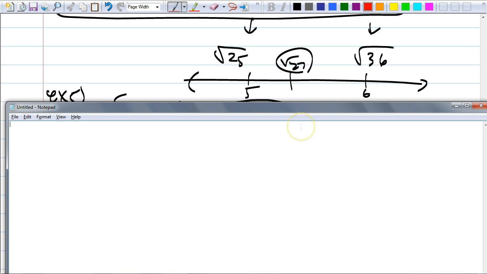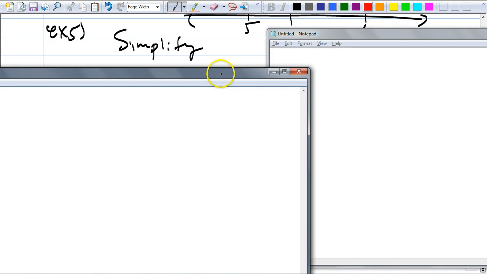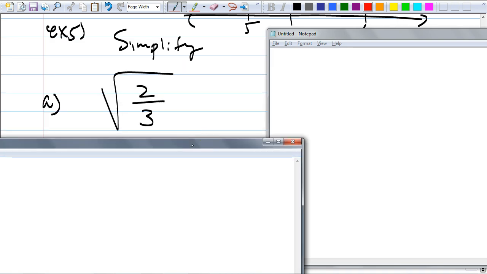Anyway, let's look at example 5 now. Here we go. It says to simplify this: square root of 2 over square root of 3. Okay. And this is where we need that sort of a fact about simplifying square roots. You guys remember? Okay, well, what would you do if I ask you to simplify this?